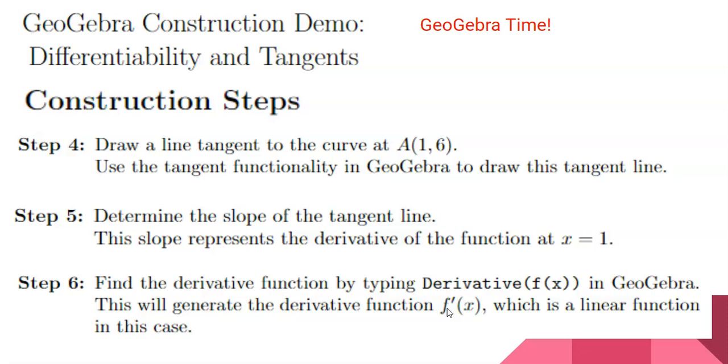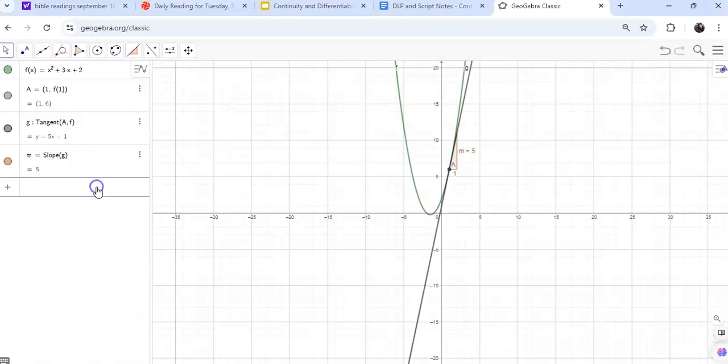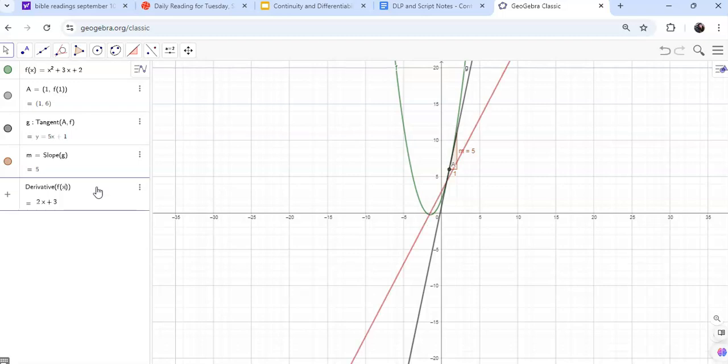Step number 6, find the derivative function by typing derivative of f of x in GeoGebra. This would generate the derivative function f prime of x, which is a linear function in this case. So let's type derivative of f of x.